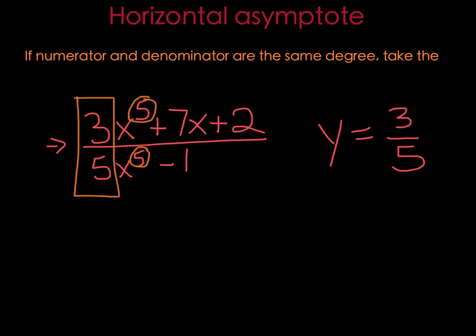But there are 2 other special cases. We could have a bigger degree on top, and we could have a bigger degree on bottom, and each of those has its own rules. So if your numerator is smaller than your denominator, if it's big on bottom, that's what we did when we did the first ones, like 1 over x. That's bigger on the bottom. It's got a higher degree on the bottom.